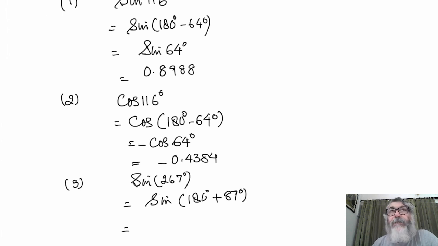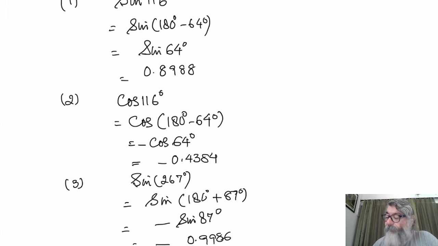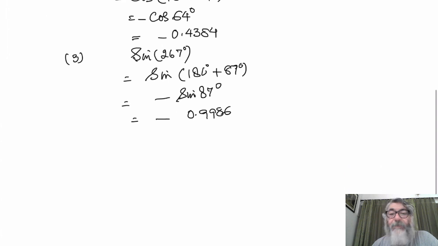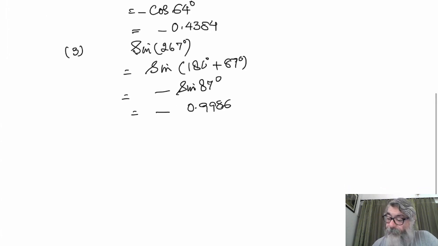Sine 180 plus 87. That means it goes into the third quadrant. In the third quadrant again sine is negative, minus sine 87, and we see the value of sine 87 from the log table, which is given to be 0.9986. You can see these values in the log table also.